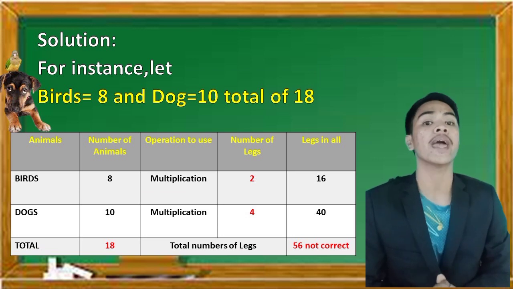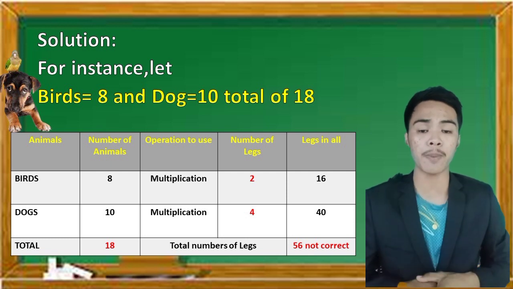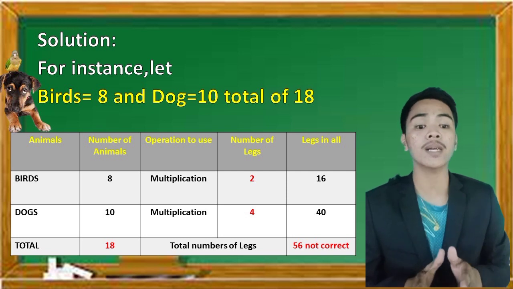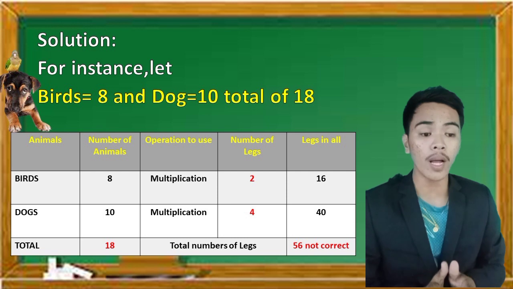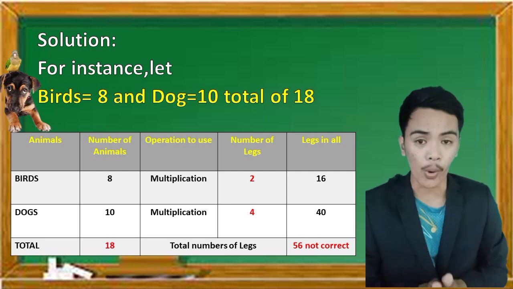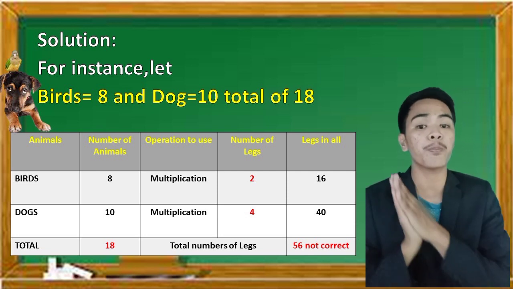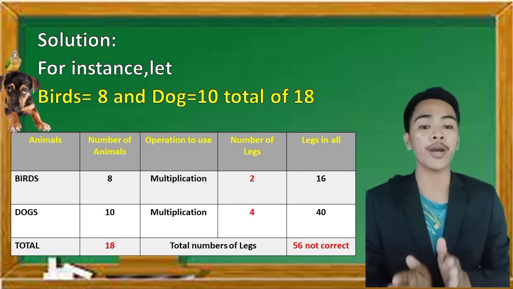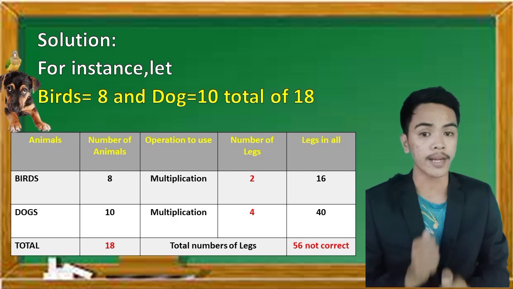So the total is 18. Right, birds is 9 and dogs is 9. So let's multiply, following the table. 9 times 2 is equal to 18. 9 times 4 is equal to 36. So 18 plus 36, the total is 54. So it does not match our 50 legs in total. Therefore, 9 birds and 9 dogs are not correct.